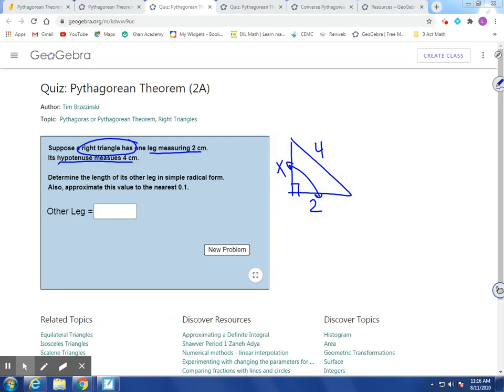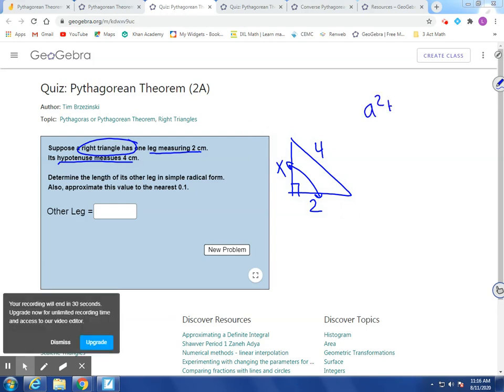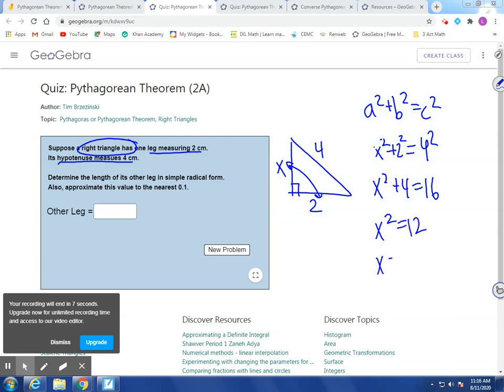And now, there we go, erase, we solve. So we have a squared plus b squared equals c squared. We'll have 4 squared is equal to 2 squared plus x squared. So 16 equals x squared plus 4. x squared is equal to 12. And so x equals the square root of 12. We type in that decimal equivalent, and that is our answer.